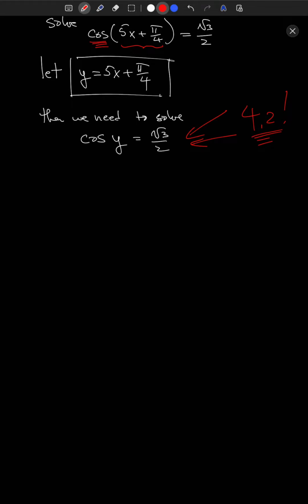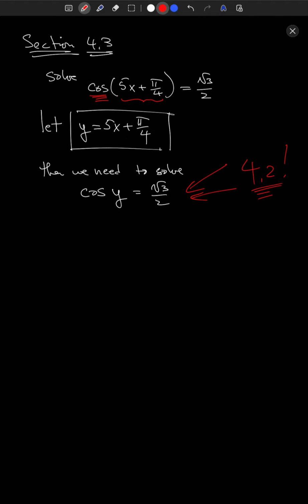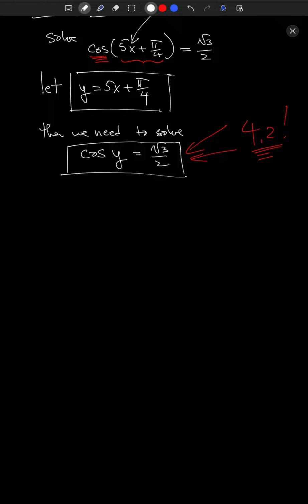We'll get y, and ultimately we're looking for x, right? When we say solve and we have an x there, we want our answer to be x equals this or that. So when we solve cosine y equals root 3 over 2, we're going to get y equals something. So after we do that, we're going to have to convert back to x's. Okay, so that'll be the new part of this type of problem. This part of the problem is exactly 4.2, right? So how do we do this?